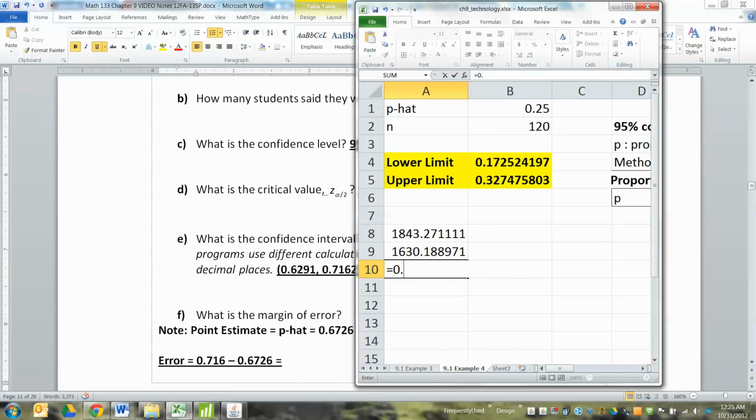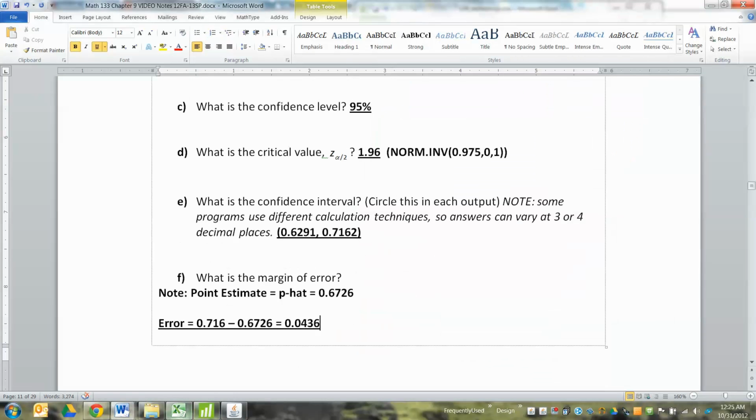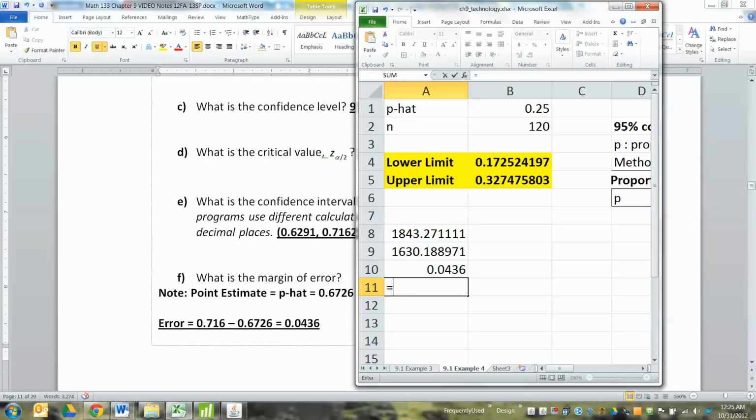So 0.7162 minus 0.6726. There you go. So the error is 0.0436. You could also have gotten it, and I'll just show it to you right here. You could get it by doing 0.6726, take away 0.6291. See? Now, why are they off in the 4th decimal place? That's because that's where we rounded to. We rounded to the 4th decimal place, so they might be a little bit off over there.